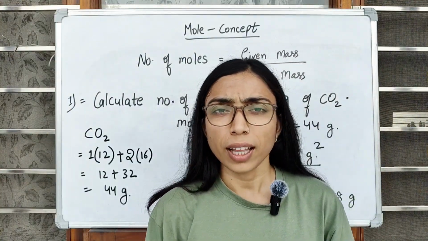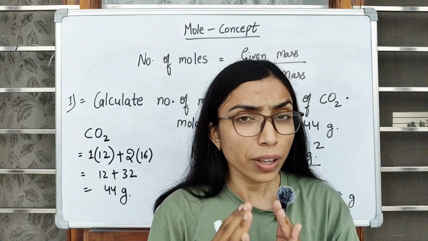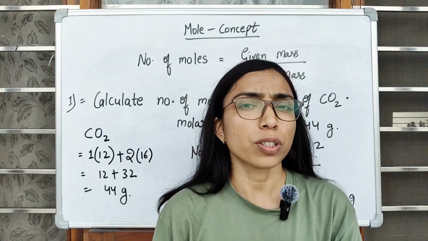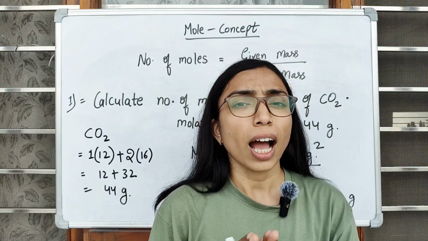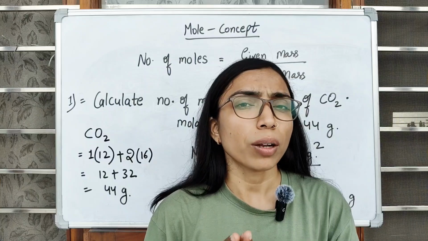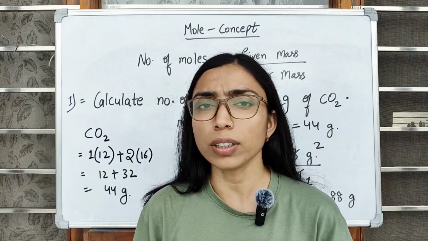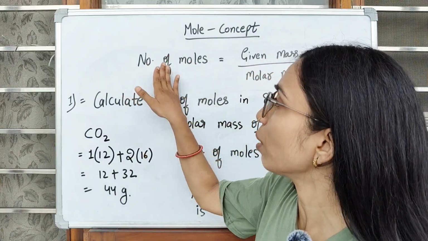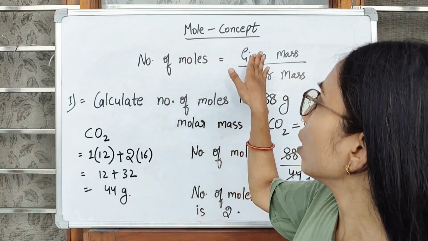So you can see that 1 mole is a fixed quantity which is equal to Avogadro's number of particles, and it is also equal to the molar mass of the substance. We have also learned the formula for how to calculate the number of moles if we are given the mass of the substance.